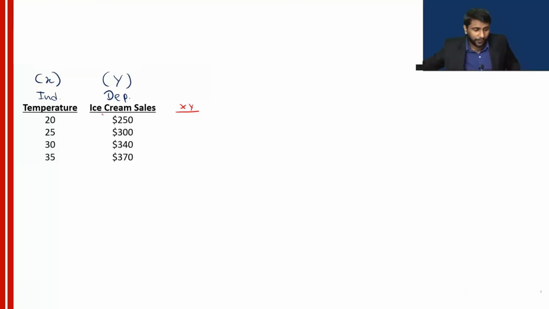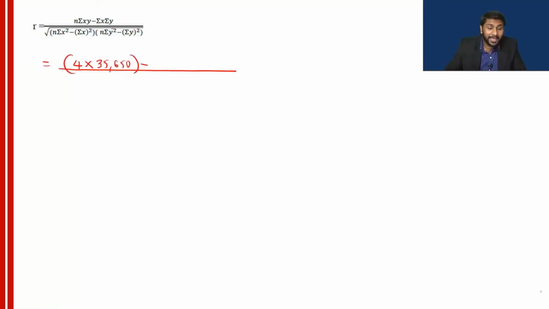20 into 250, it is 5000. 25 into 300, 7500. 30 into 340, 10,200. 35 into 370, 12,950. So we have the values of x into y. Now let's take the sigma, the sum of x into y. Then let's take the total: 5,000 plus 7,500 plus 10,200 plus 12,950. I'm getting 35,650, minus sigma x into sigma y.